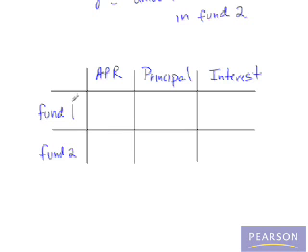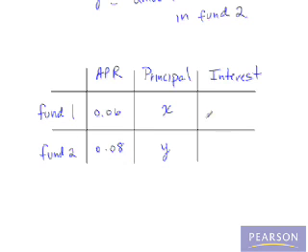We know that Fund 1 is paying an interest rate of 6%. So the interest rate for Fund 1, 6%, 0.06. Fund 2, however, is offering 8% interest. The principal for each, X is how much we're investing in Fund 1, and Y is how much we're investing in Fund 2.